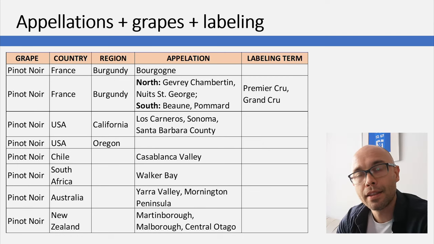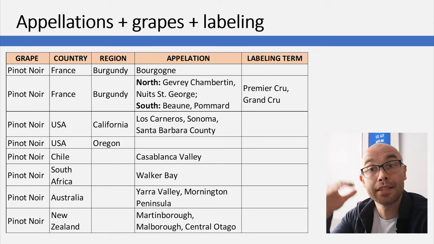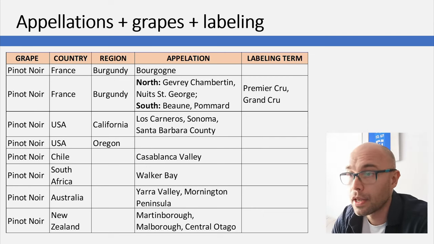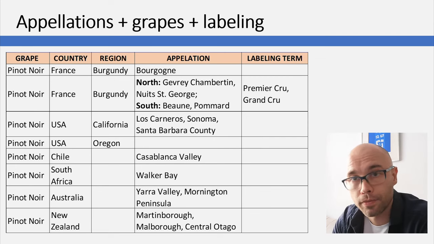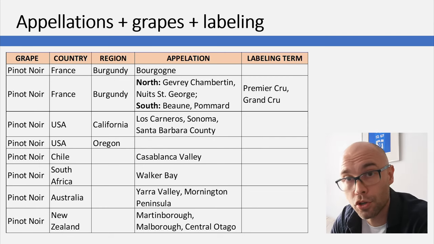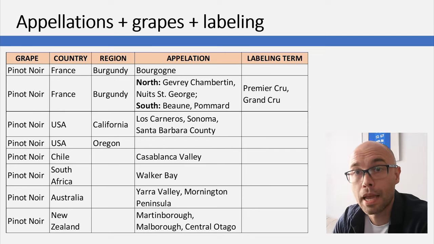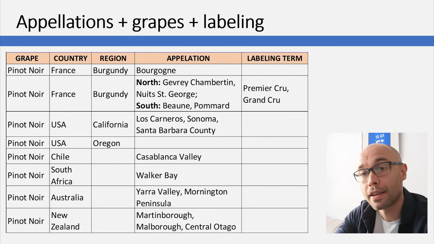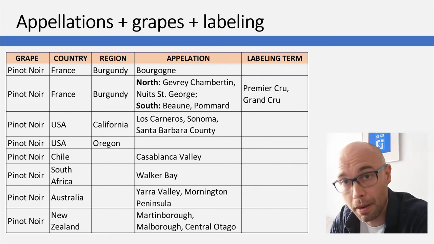Burgundy is divided, that central part of Burgundy is called Côte d'Or, Golden Slopes in translation, and is divided in two parts. The north part is called Côte de Nuits, the south part is called Côte de Beaune. The villages within these regions that you need to remember are Gevrey-Chambertin and Nuits-Saint-Georges in the north, and in the south Beaune and Pommard. The labeling terms Premier Cru and Grand Cru indicate specific vineyards where the grapes are coming from.